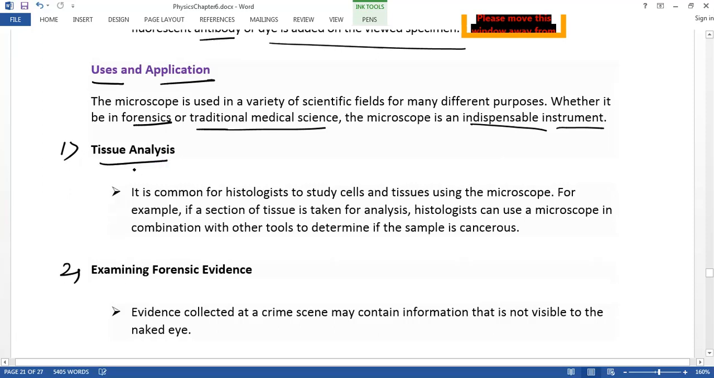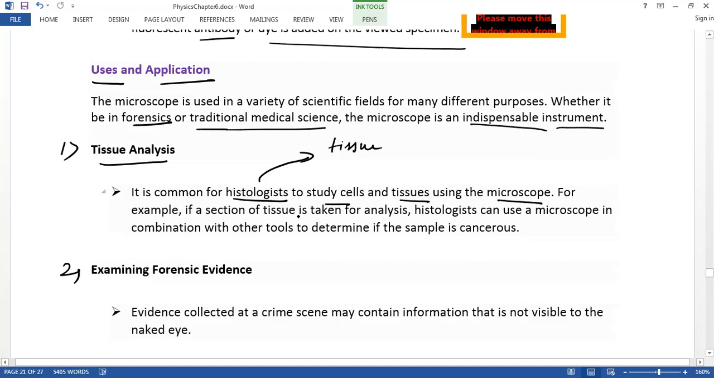In tissue analysis, the use of the microscope is common for the histologist. Histologists are those who study cells and tissues. We can say the study of tissue is called histology. It is common for histologists to study cells and tissue using a microscope.